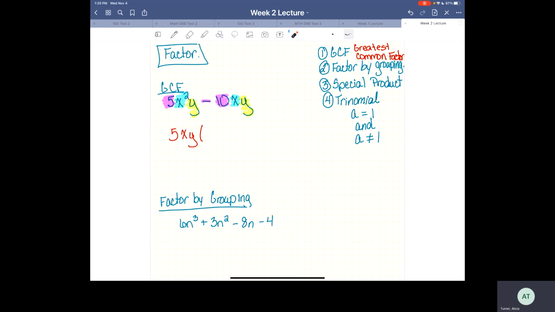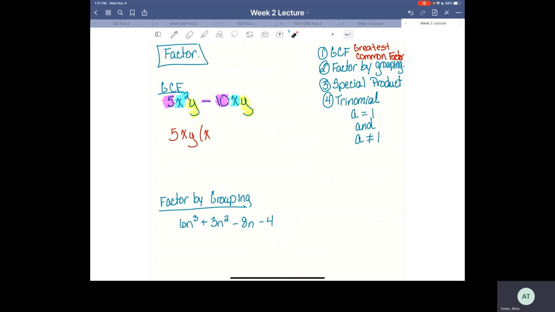Okay, now I'm going to look at my x. X times what gives me x squared? Now I hope you're thinking x. Then I'm going to say y times what gives me y. And it's 1. And so again, I don't write that down. So I have 5xy times x, and that gives me 5x squared. And that is true. So I have factored out the 5xy from that first term.